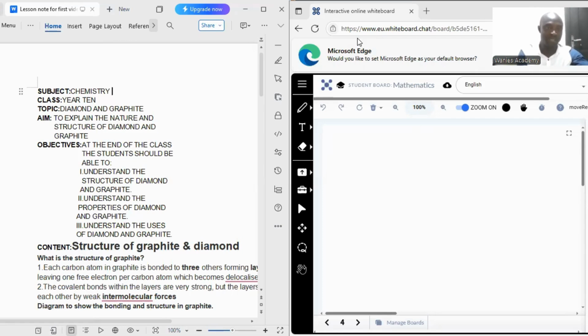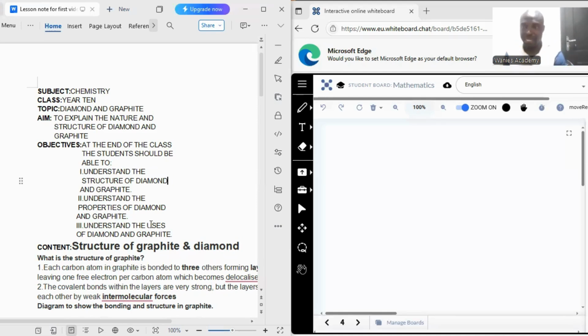Diamond and Graphite. The set objectives for this class include the following. At the end of the class, the students should be able to understand: 1. The structure of diamond and graphite. 2. Understand the properties of diamond and graphite. Then 3. Understand the uses of diamond and graphite.